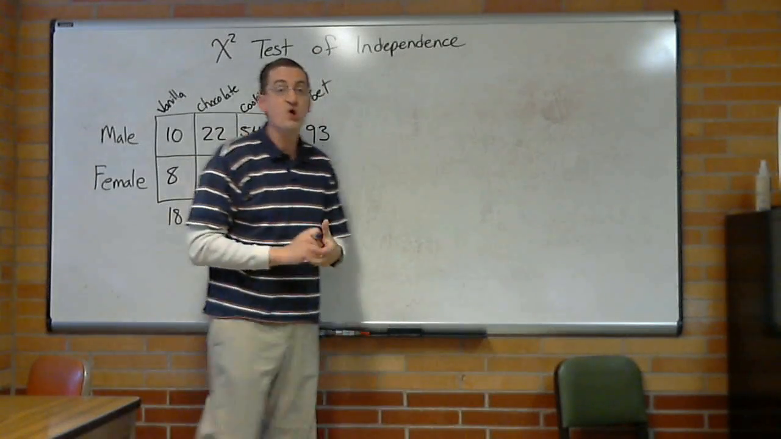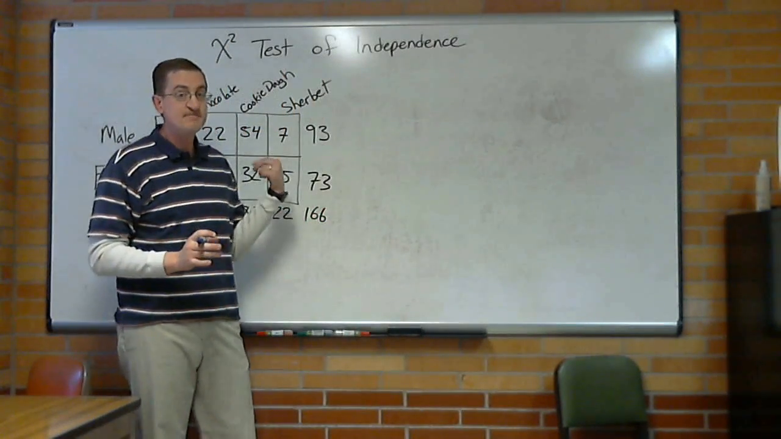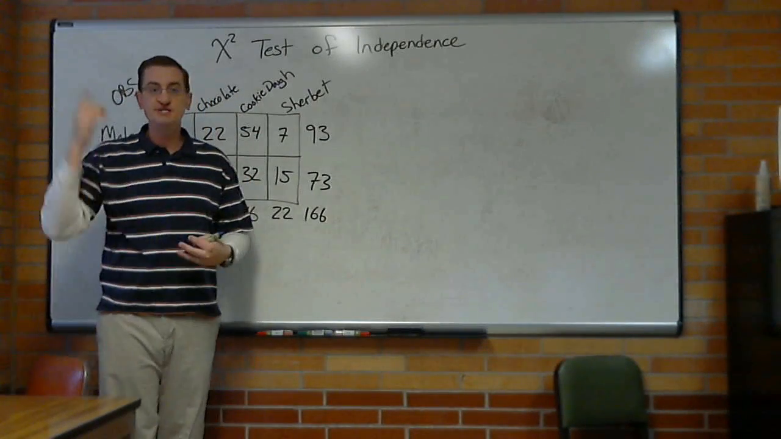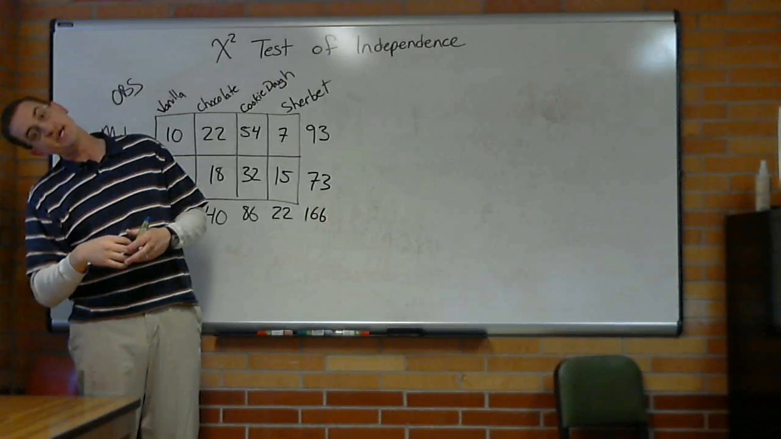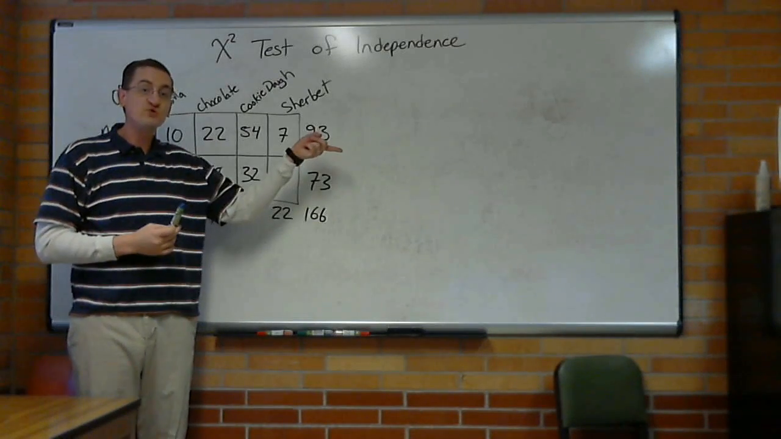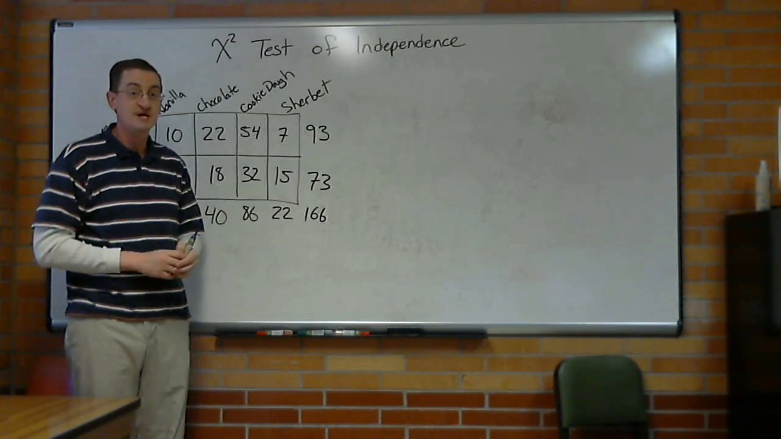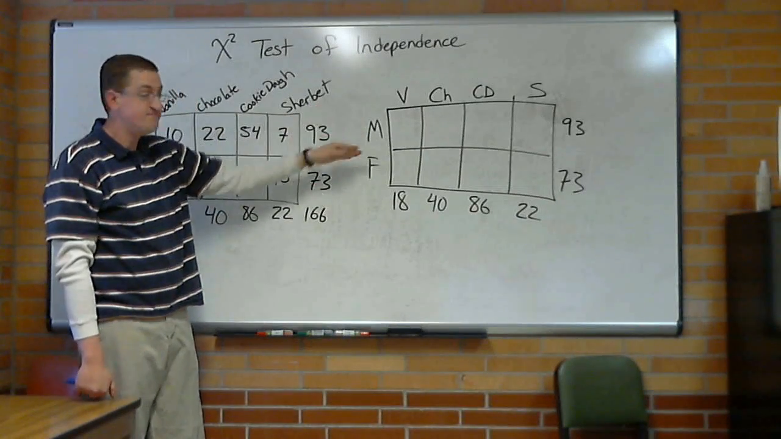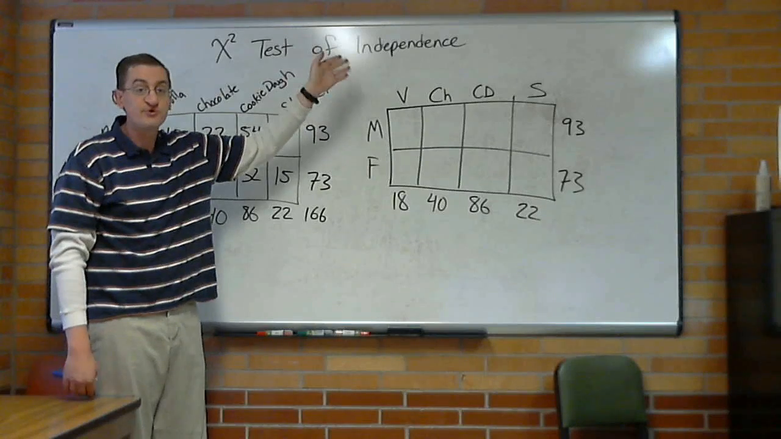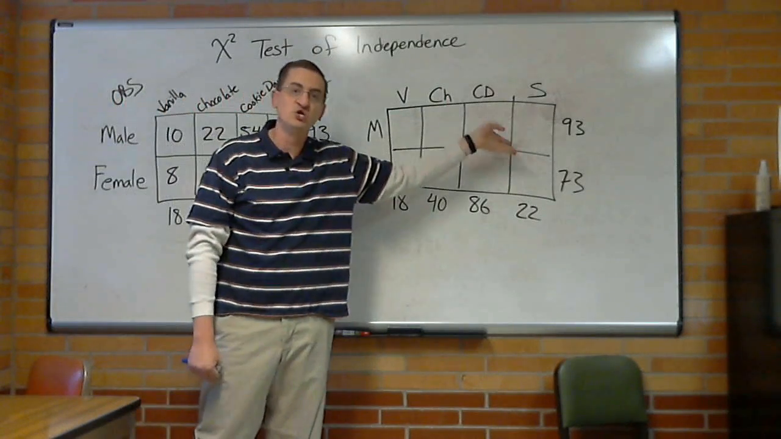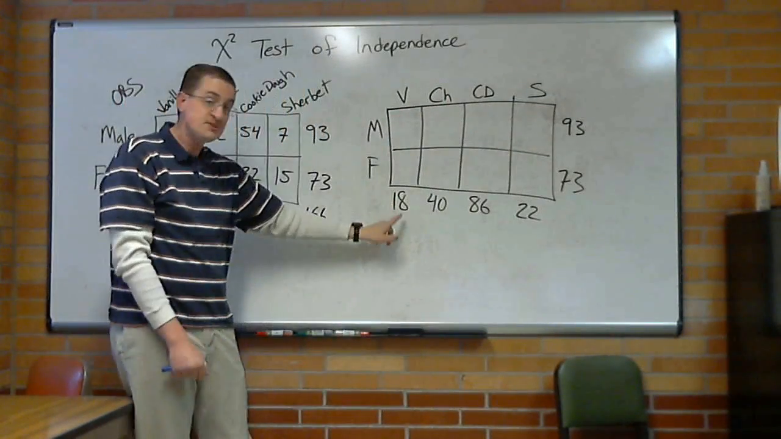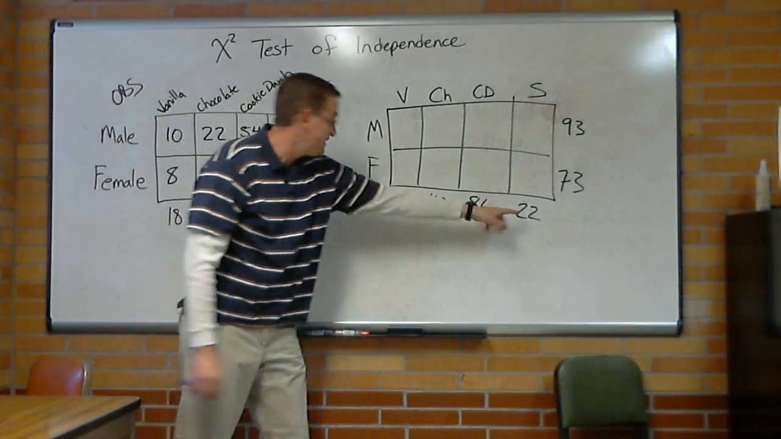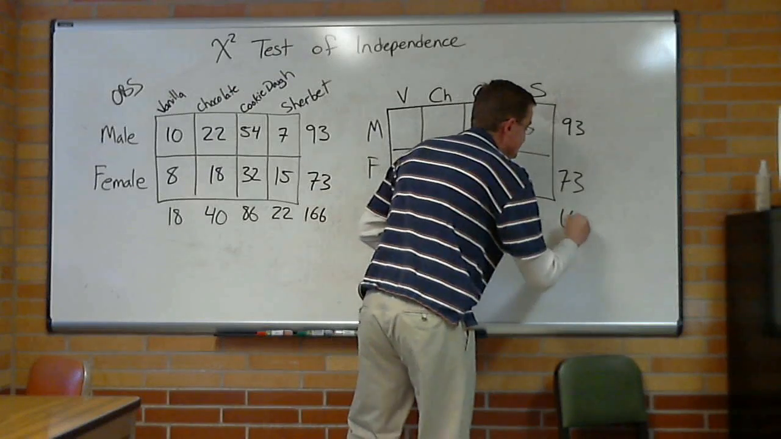So I'm going to make a whole new table. This table has a name. It's called observed table. Now I'm going to make a whole table called expected values, like this. So I want to find the number of males and females for each of these categories, vanilla, chocolate, cookie dough, and sherbet. And I want the totals to be the same. 18, 40, 86, 22, right? And it should add up to still 166.